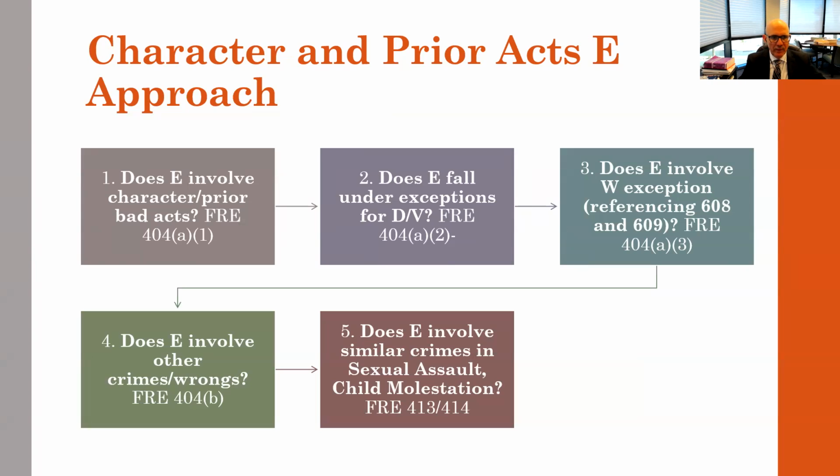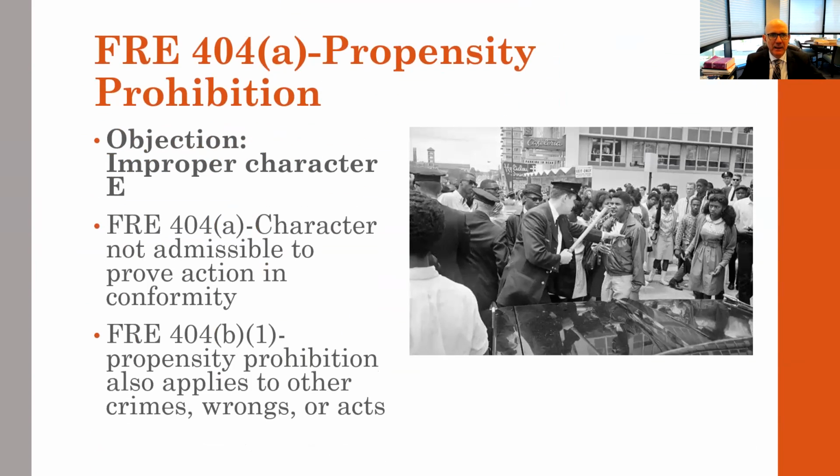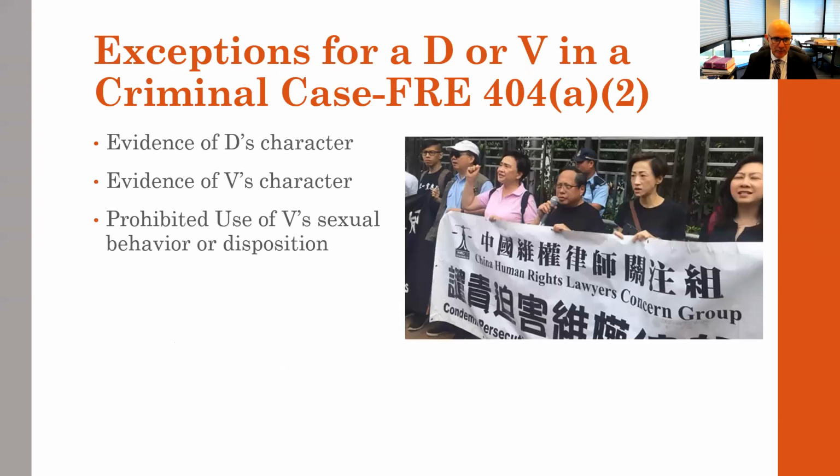We start with the first argument we make, which is that this is simple propensity evidence, and of course the rules prohibit propensity evidence. Somebody should not be judged based on what they've done or on who they are, but instead should be judged for what they're supposed to have done in this particular case. That's the propensity prohibition, and the rules are supposed to further that.